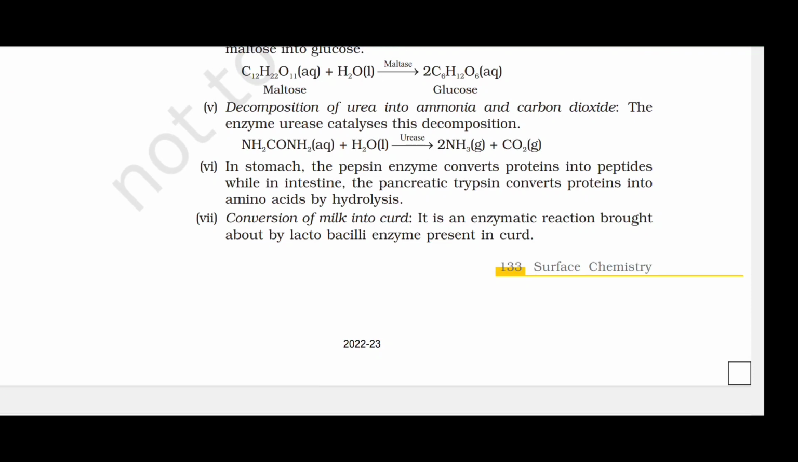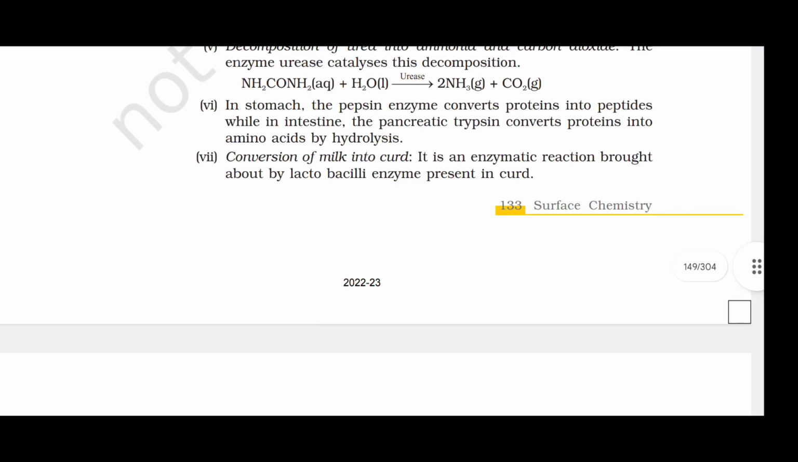Sixth, in stomach, the pepsin enzyme converts proteins into peptides, while in intestine, the pancreatic trypsin converts proteins into amino acids by hydrolysis. Seventh, conversion of milk into curd. It is an enzymatic reaction brought about by lactobacilli enzyme present in curd.